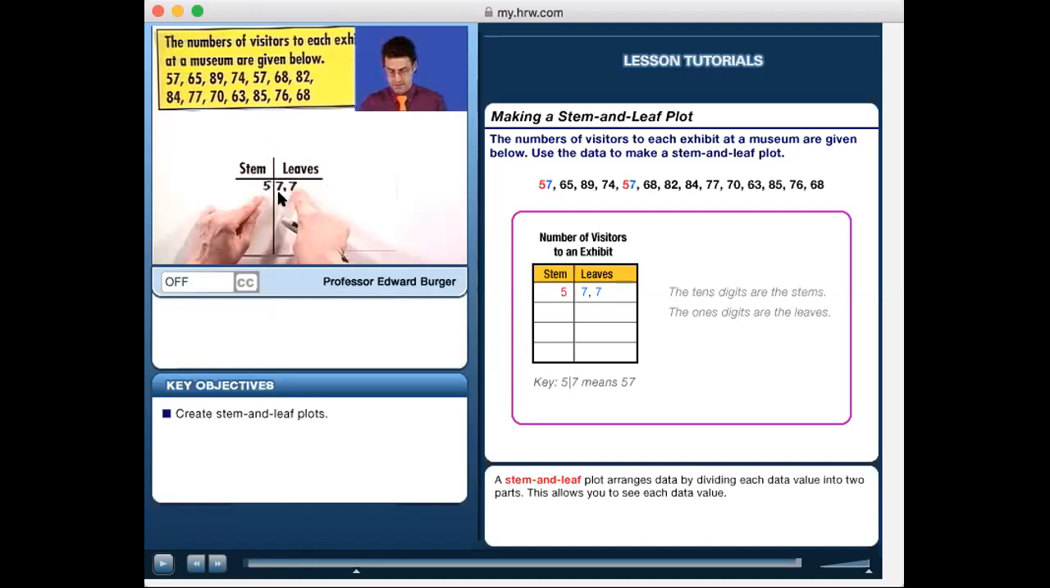5 here and 7, then 7, because 57 is repeated 2 times. So I'm going to write here 7 and 7. And if I have another number that is 58, 59, whatever, I'm going to write 8 and 9 here.